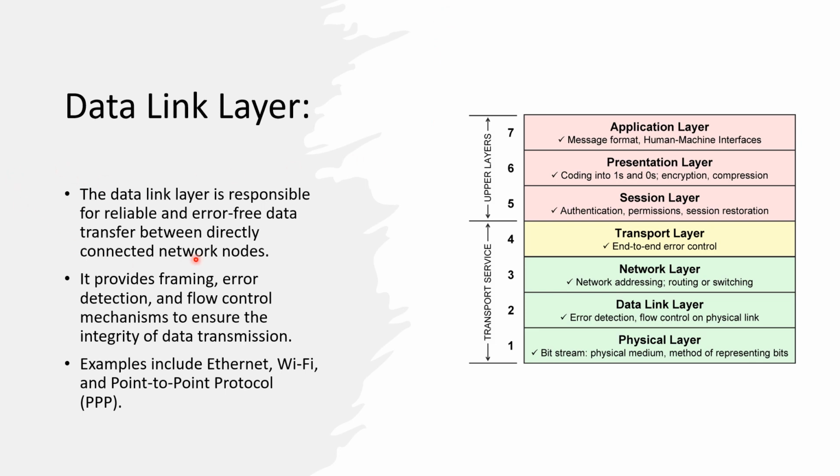Data link layer. The data link layer is responsible for reliable and error-free data transfer between directly connected network nodes. It provides framing, error detection, and flow control mechanisms to ensure the integrity of data transmission. Examples include Ethernet, Wi-Fi, and PPP, point-to-point protocol. 1 to 4 are transport service, 5 to 7 are upper layer.